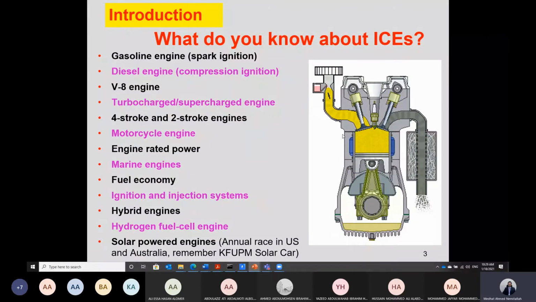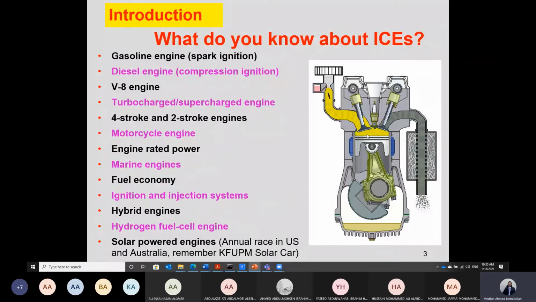In case of the diesel engine, guys, it is the same engine, but we don't have a spark plug. The fuel itself is characterized by self-ignition at high pressure. When the piston is going down, it takes the intake charge, and then it compresses the air while the piston is moving up. It will increase the pressure and the temperature.